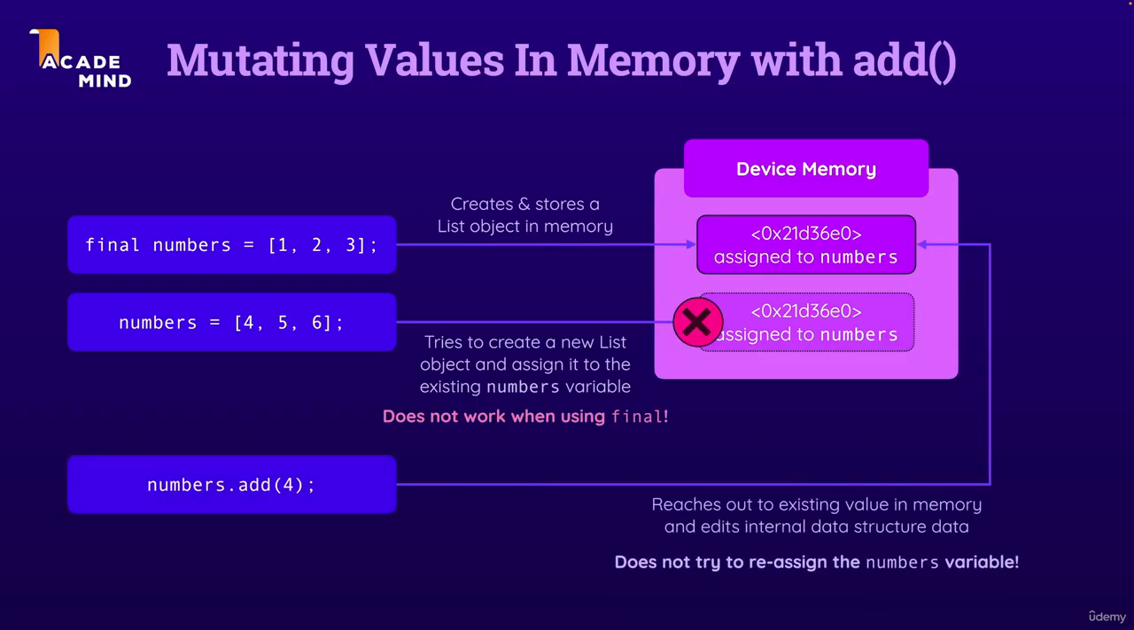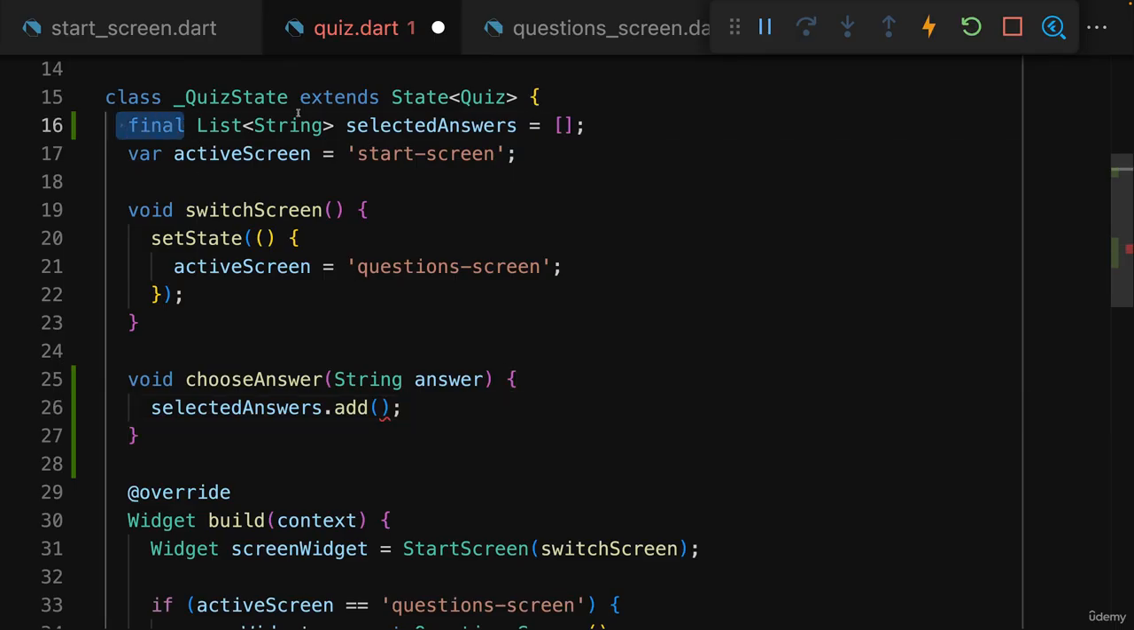It adds a new item to the list without reassigning that variable. Instead, it reaches out to that list object in memory and adds a new item to that object, which is why we can do it despite this being final, because we're not reassigning the variable, we're just editing the existing list in memory. And here it's the answer, which I want to add to selected answers.